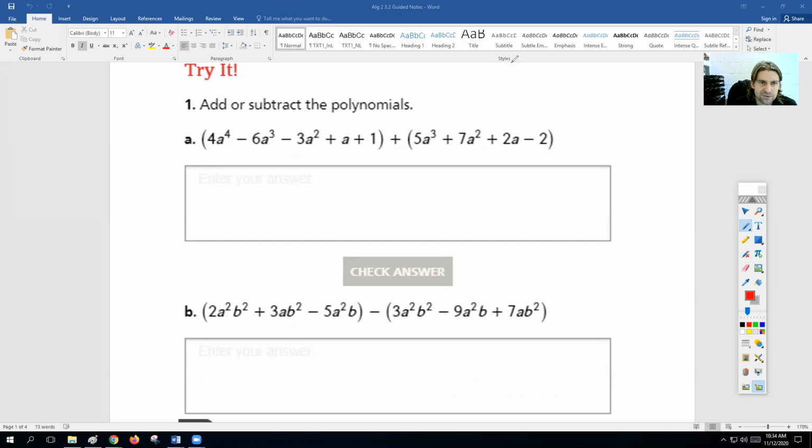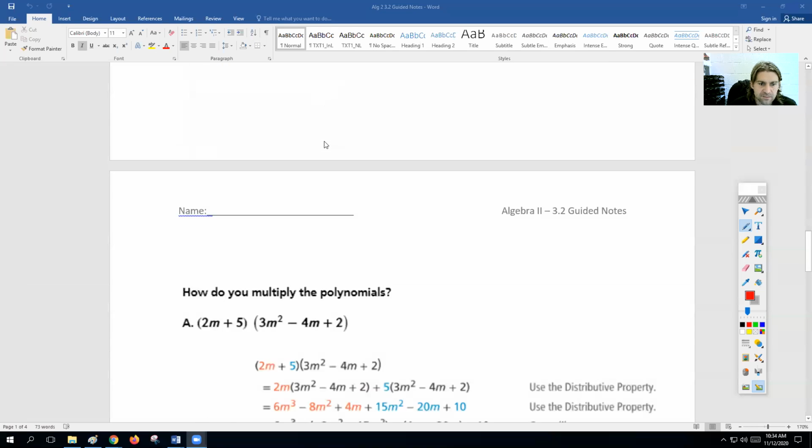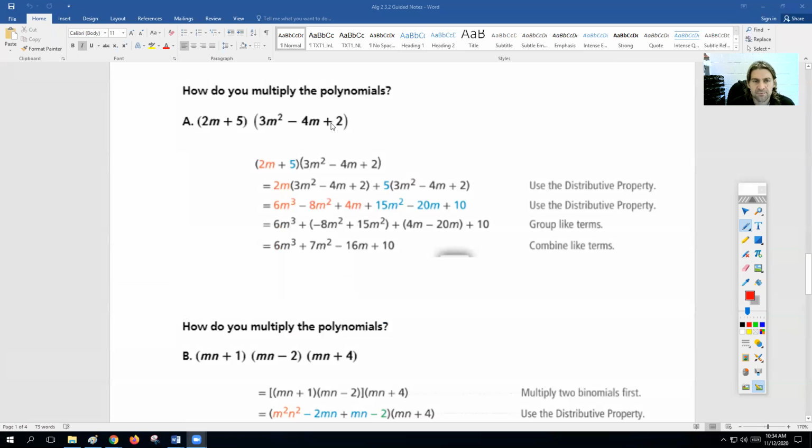So there's adding and subtracting polynomials. Next thing we're going to do is multiplying. Multiplying is very similar. We multiply the coefficients that are in front. We just need to take our time when it comes to our exponents.